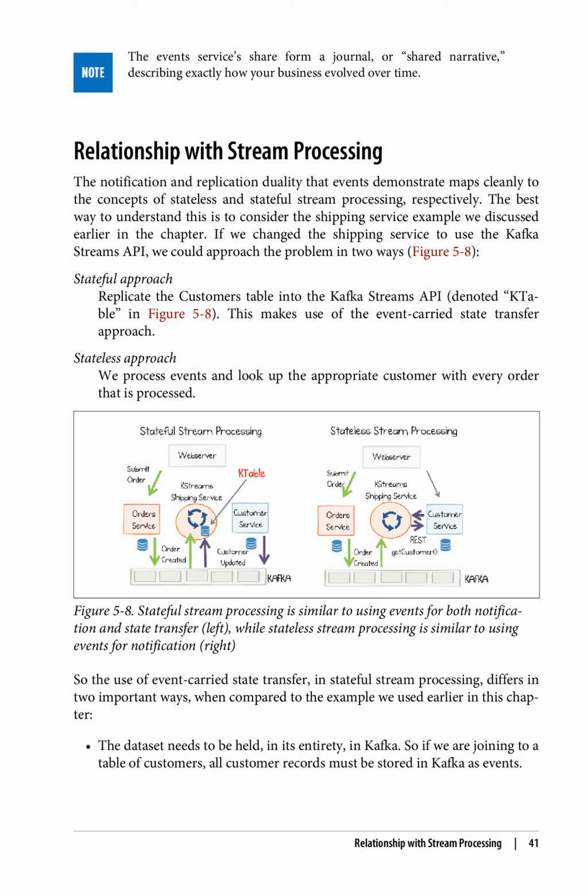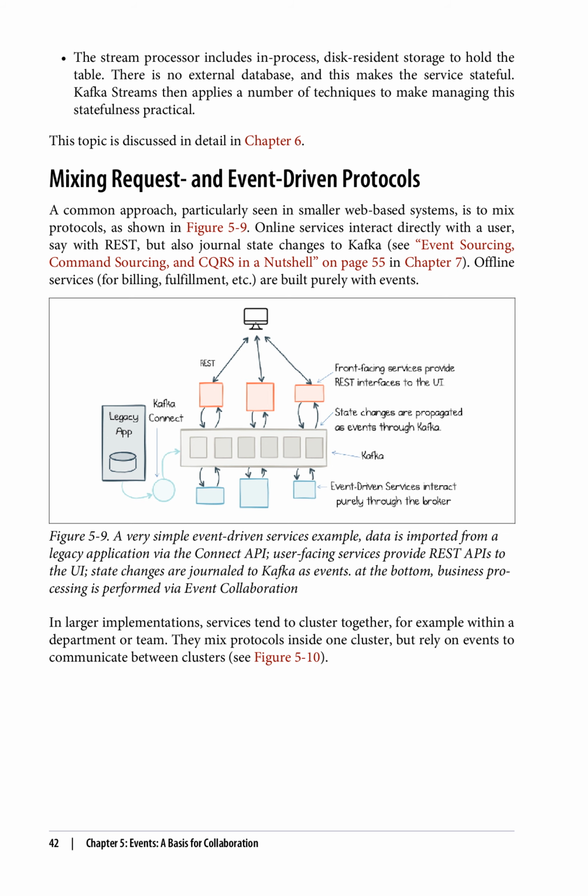The dataset needs to be held, in its entirety, in Kafka. So if we are joining to a table of customers, all customer records must be stored in Kafka as events. The stream processor includes in-process, disk-resident storage to hold the table. There is no external database, and this makes the service stateful. Kafka Streams then applies a number of techniques to make managing this statefulness practical. This topic is discussed in detail in Chapter 6.